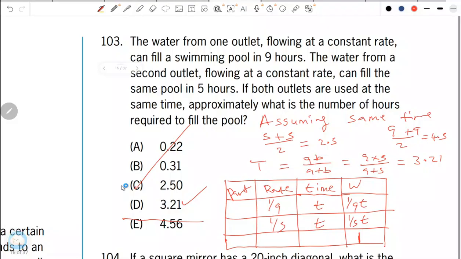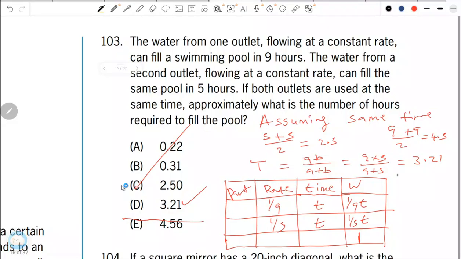Remember that this is not the best way. The best way to solve this question is to say 5 hours, 9 hours. What is the best approximation? It must be more than 2.5, must be less than 4.5. The only answer is 3.21. You don't need to do anything. But this table is useful when the question changes, or maybe when they add more things.